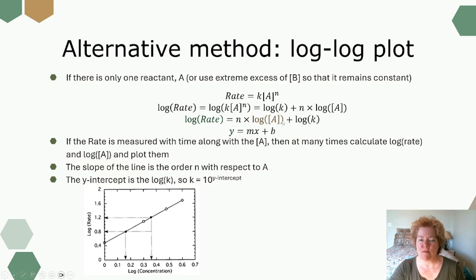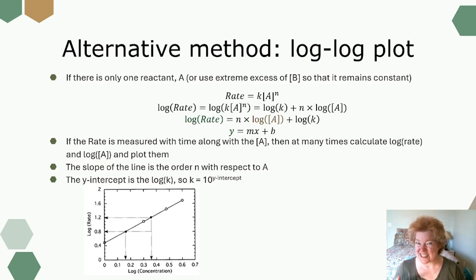Note that this format, a variable equals a constant times a variable plus a constant, is a linear equation, y equals mx plus b. If I do this and I take multiple measurements of the rate over time with different concentrations, at multiple times in the reaction I measure the concentration of the reactant and I measure the rate. We could do that if I had a concentration versus time graph. I could take the rate at each time by taking the slope of the tangent line.